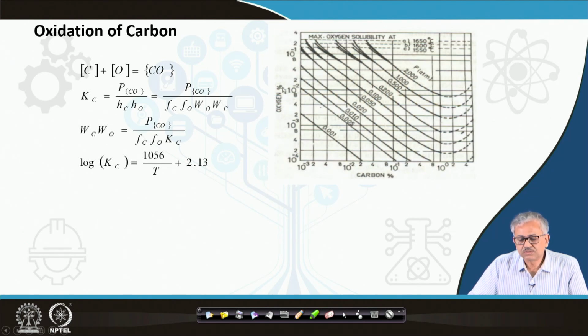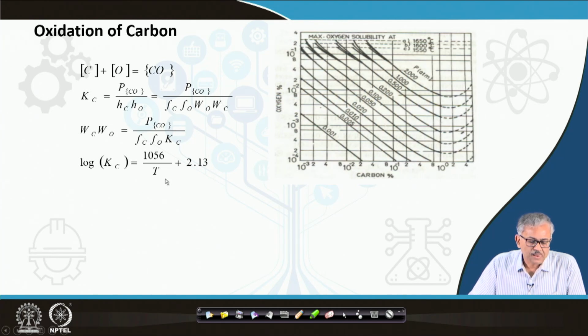So, oxygen percentage and carbon percentage. You can see that at different pressures, the solubility product line is like this. Obviously, as the pressure decreases, it is possible to maintain a very low activity of oxygen and carbon in the bath. This is the line at 1 atmospheric pressure, and this line is for 1600 degrees centigrade.